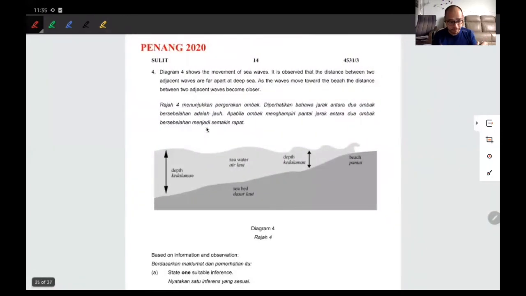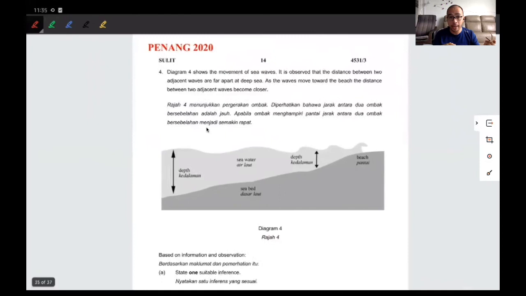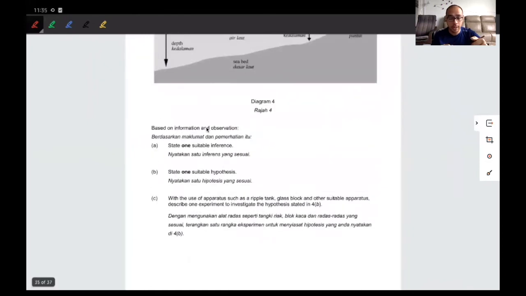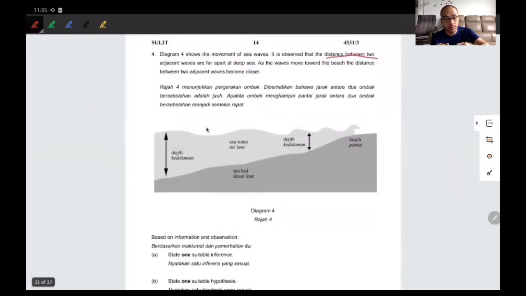This is also another situation given by Penang. It is observed that the distance between the two adjacent waves, this distance, are far apart at the deep sea. As the wave moves towards the beach, the distance between the two adjacent waves becomes closer. Same thing, depth and wavelength.